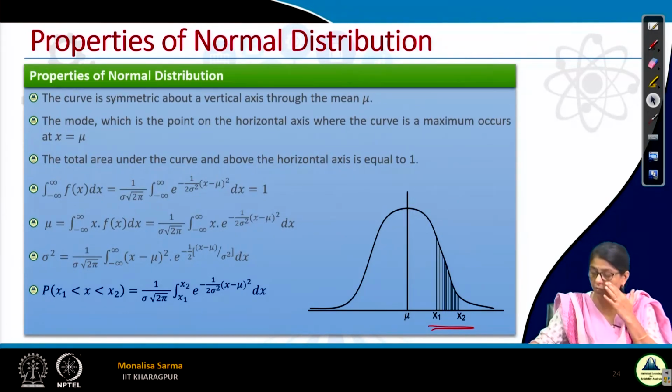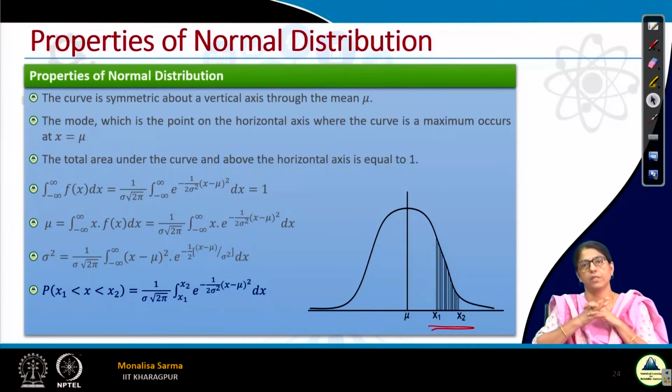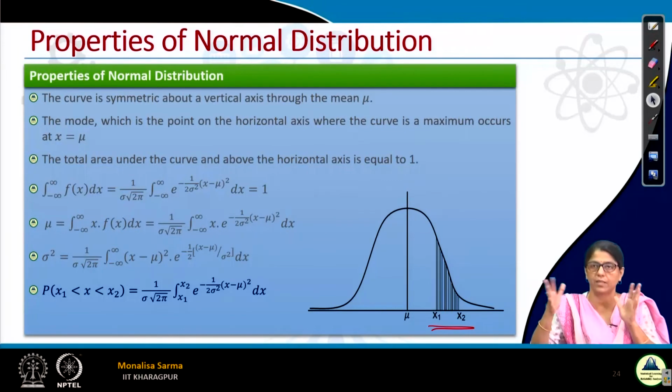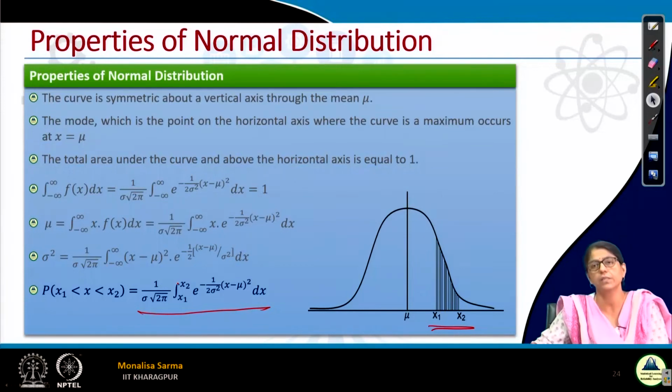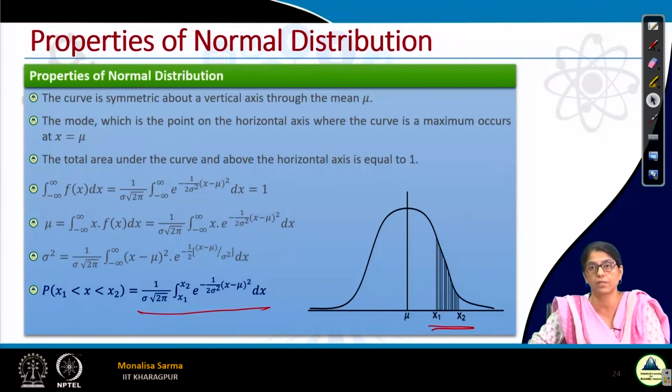Now, see the problem here. When we are interested in finding the probability of the range x1 to x2, or any other range, we will have to evaluate this expression for the particular range. Evaluating this expression is not a very easy task. It is a complex integration. Solving this complex integration again and again to find the probability of any interval is a tedious job.